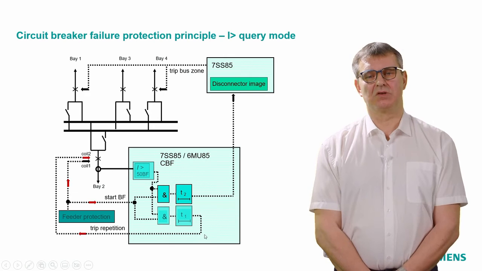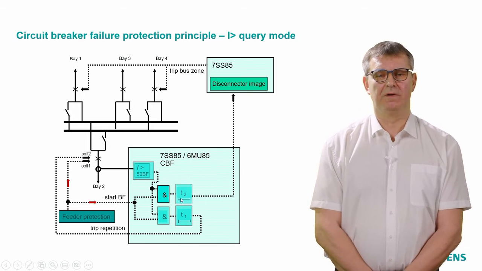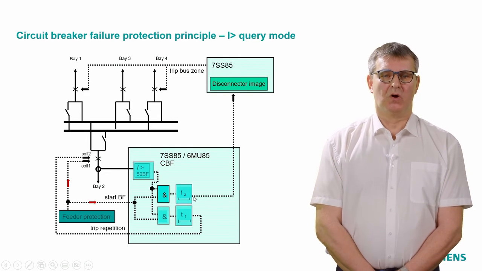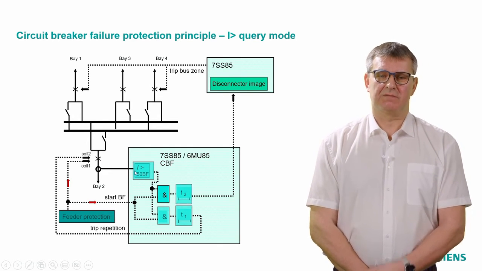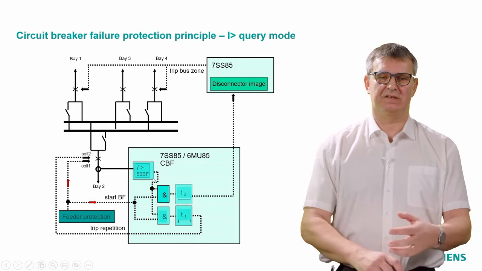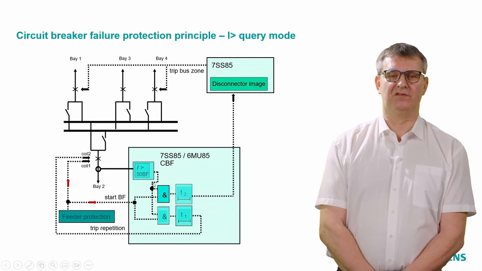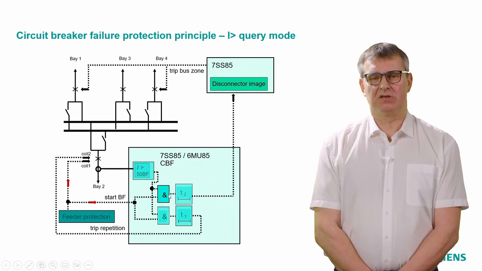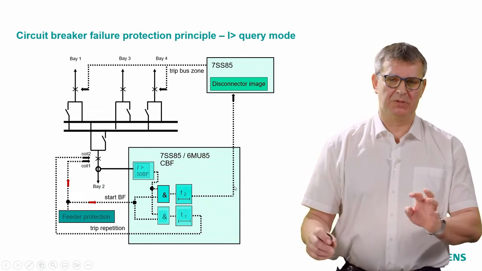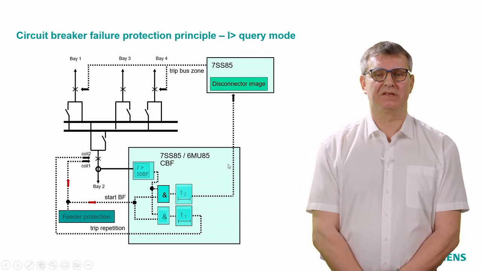Okay, let's assume we try the trip repetition, nothing helps, and then we wait until delay time T2. We still monitor the current, whether we are below the threshold or not. Maybe the trip repetition brought the result: the circuit breaker is open, the current drops below the threshold, everything is fine. If not, after delay time T2 we will have the signal trip T2, which can also be used as a transfer signal to the other end of the line to clear the fault.